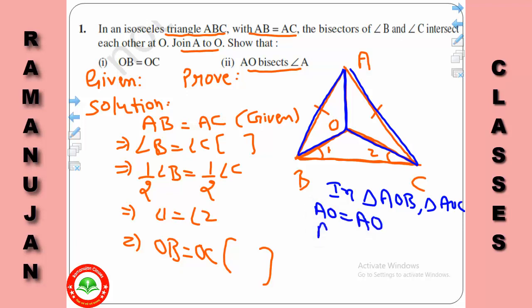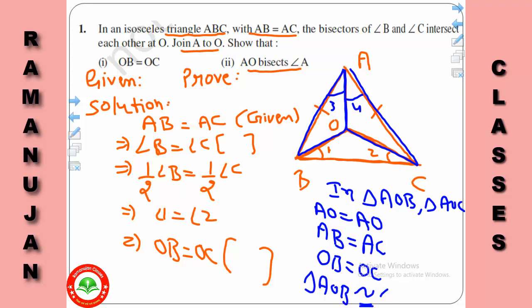We know that AB is equal to AC. It is already given. We know that OB equal to OC because we already proved in part 1. So by SSS rule, AOB and AOC are congruent to each other. If these two triangles are congruent, then angle 3 and angle 4 are equal. Triangle AOB is congruent to triangle AOC. So angle 3 and 4 are equal. It means AO bisects the angle A.